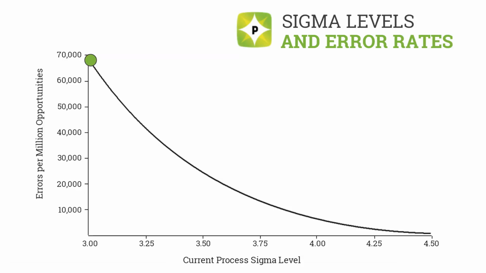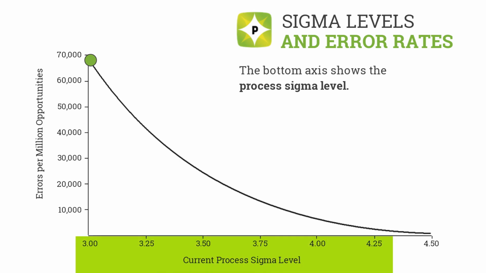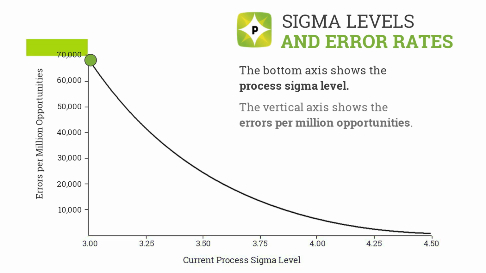Here's another way of looking at the relationship between Sigma levels and quality. The bottom axis shows the process Sigma level. The vertical axis shows the errors per million opportunities. Error rates drop dramatically as processes become more consistent. Since errors cost money, either in lost customer revenues or in replacement and repair costs, or both, this graph explains why the cost of poor quality and Sigma levels are so closely related.